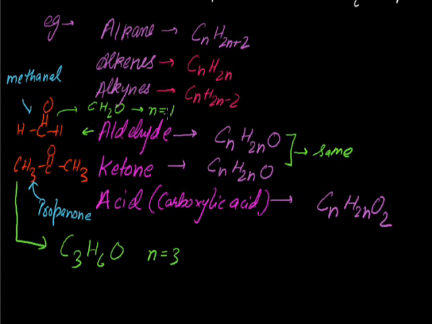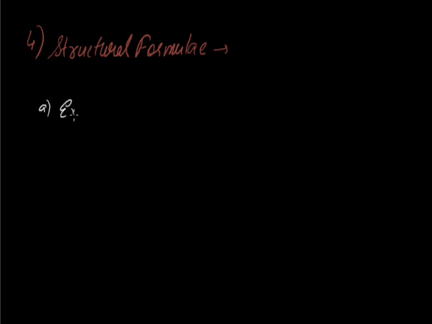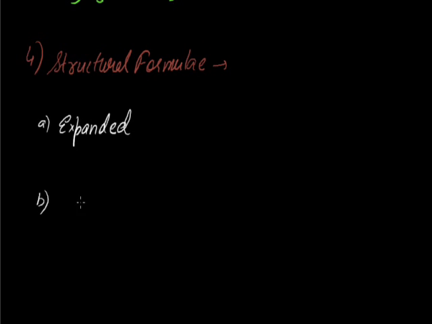Now let's come to the fourth type of formulae. It is the structural formulae. Structural formulae shows the types and position of bonds among different atoms. That is, it shows the connectivity of different atoms. This is again of following types. First one is expanded. The second one is condensed. The third one is bond line.